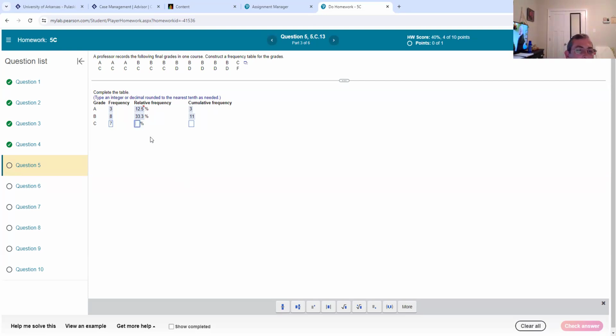Relative frequency. So that'd be 7 divided by 24, times y'all's 100. And that's a good one because you got around that 1 decimal place. So 29.2, that's what I'm looking at. All right, y'all, cumulative frequency. Good job, 18, because it's that 7 added to that 11 prior.